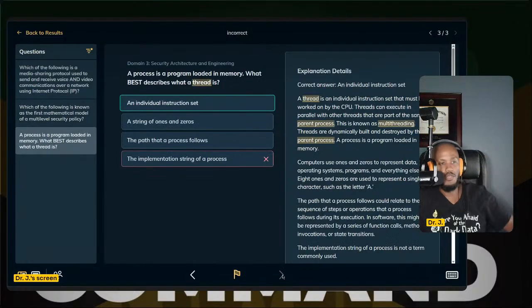And this was about threads. Yeah, and that's an individual instruction set. Okay. Yeah. It went on x86.